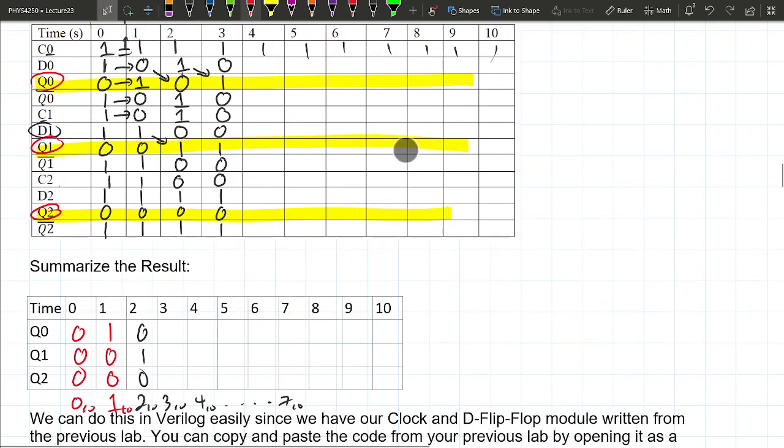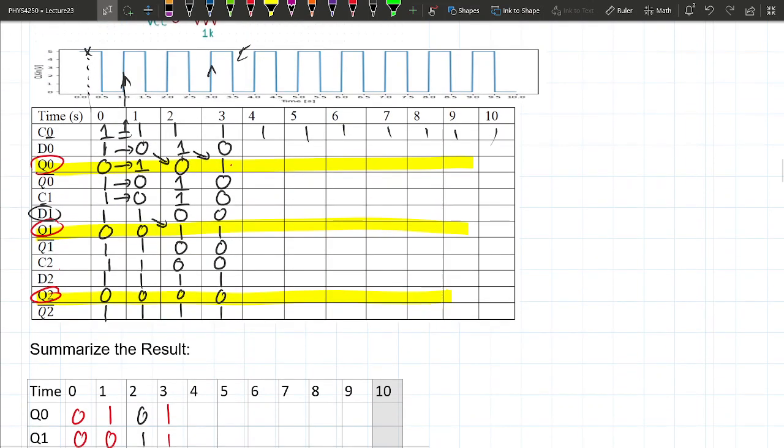Now if we copy this down here, we have 1, 1, 0, which is equal to 3. And then the next one, let's just do one more just to see the third flip-flop in play. This is also known as a ripple counter, and you can see why it's called a ripple counter. It's like a little ripple going along the D flip-flops.